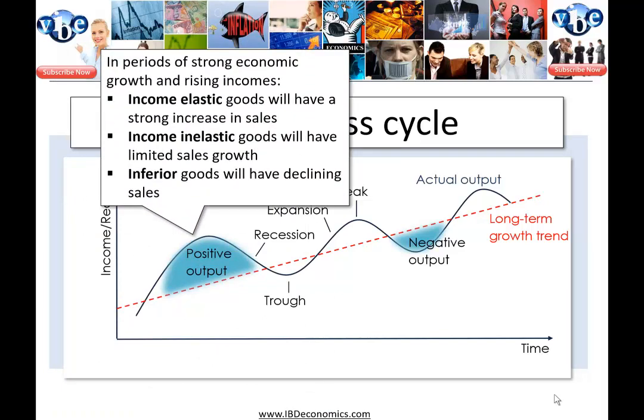Now, key point here: in periods of strong economic growth and rising incomes, income elastic goods will have a strong increase in sales. Income inelastic goods are going to have limited sales growth. Inferior goods will have declining sales. So it's all related to incomes. Remember, incomes are increasing in periods of strong economic growth.